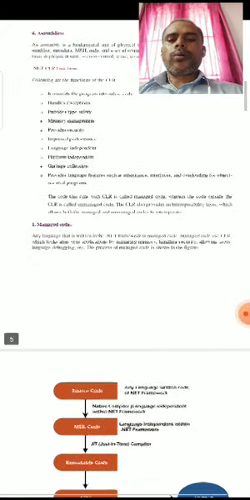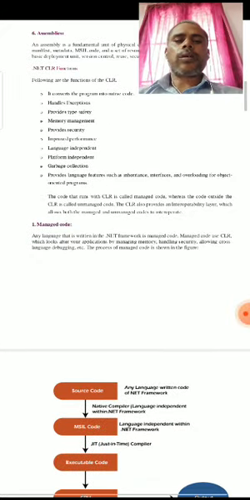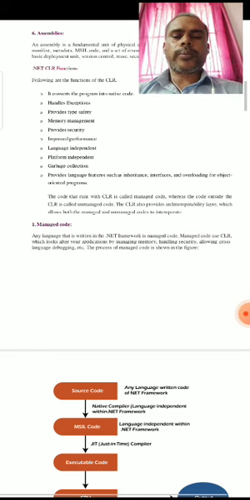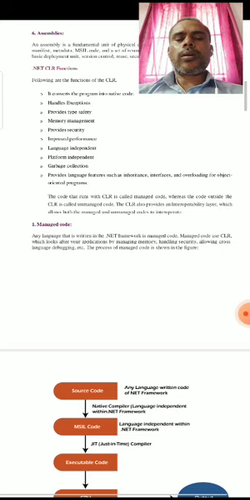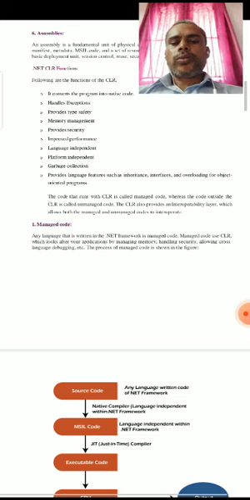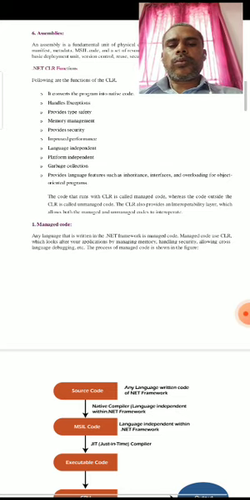The code that runs with the CLR is called managed code. There are two types of code available in .NET framework. One is managed code, another one is unmanaged code. So, managed code means the code that runs with the CLR is called managed code, whereas the code outside the CLR is called unmanaged code. So, this is the definition for managed code and unmanaged code.